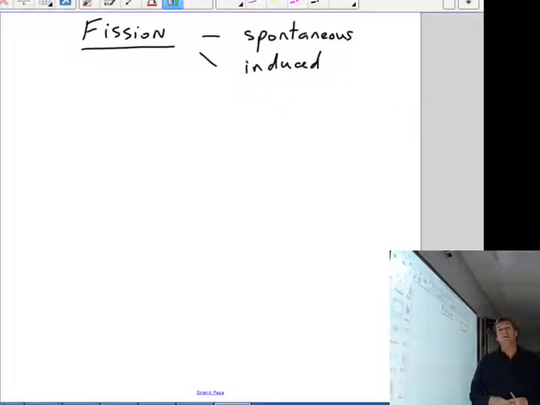Okay, we're now going to look at nuclear energy, and the first type we want to look at is nuclear fission. So there's two types of fission there. Now fission means the splitting of the nucleus there.